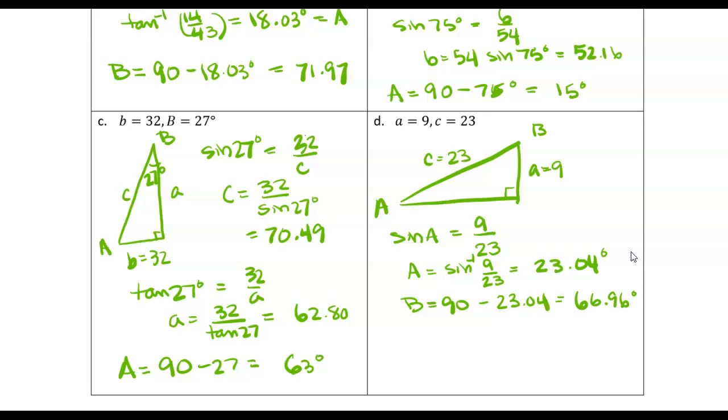And then finally, we got to find side B. Now, again, there's a number of different ways we could approach this, but I'm just going to use the Pythagorean Theorem. I know that 23 squared is equal to 9 squared plus B squared. So B is equal to the square root of 23 squared minus 9 squared. Put that in my calculator and I get 21.17 for the length of side B. I guess I didn't label side B, but that's it right there.